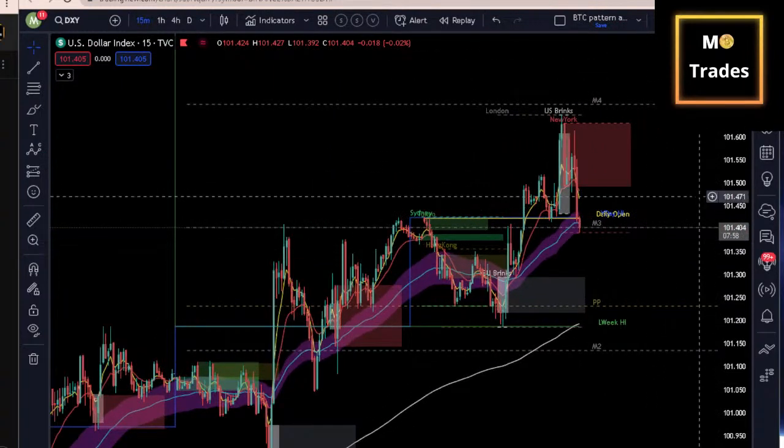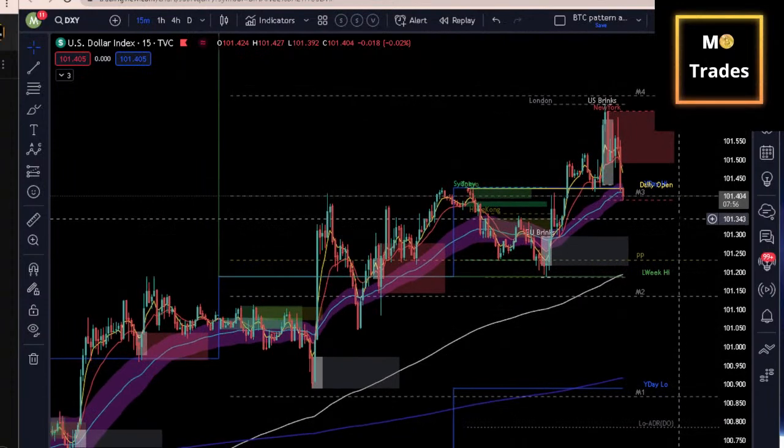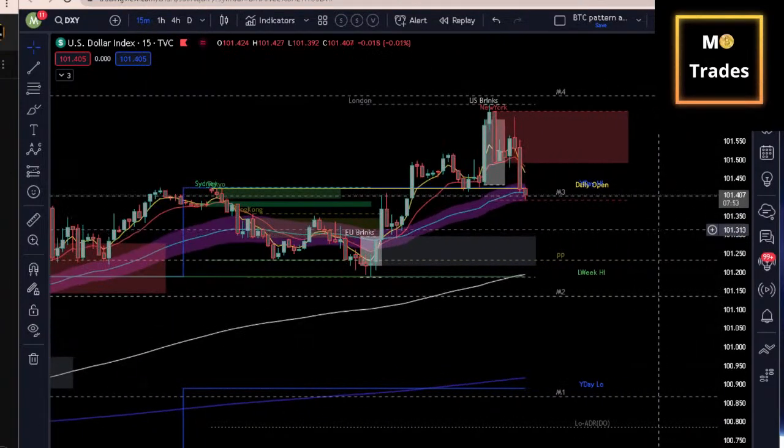Google and the rest announcing their earnings. Sorry. But it looks like we're going to lose the 50 EMA over here.